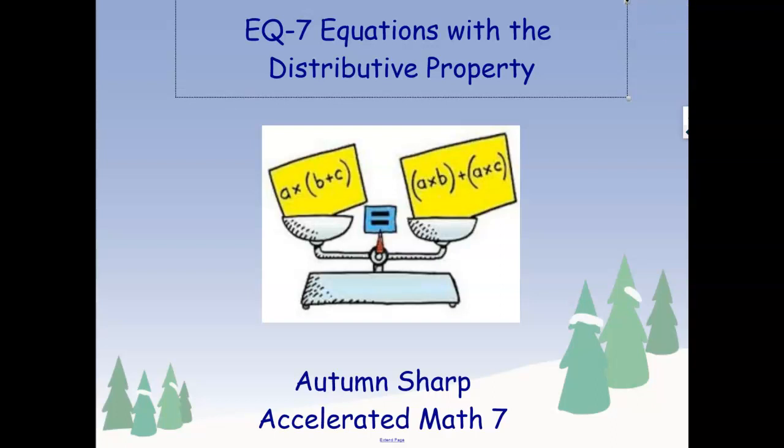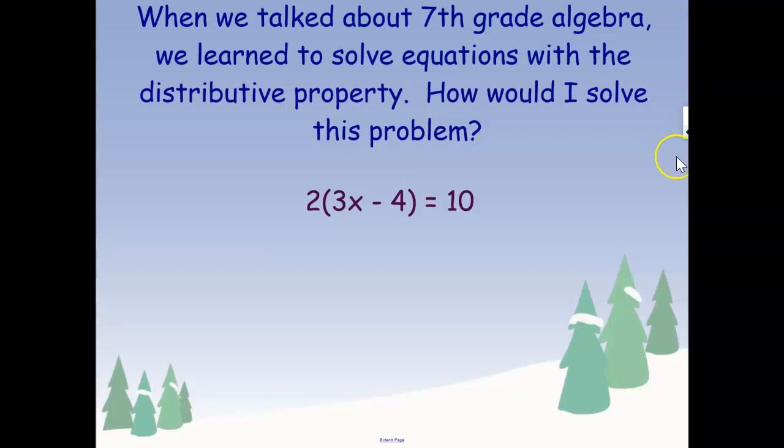So you should be really proud of how far you've come and how much you've really grown and how much algebra you can now do. It's pretty impressive. So back when we were learning about 7th grade algebra, we learned to solve equations like this. We called them 3-step equations, equations with a distributive property. So how would we have done this? You can look back in your notes, but I know you won't.